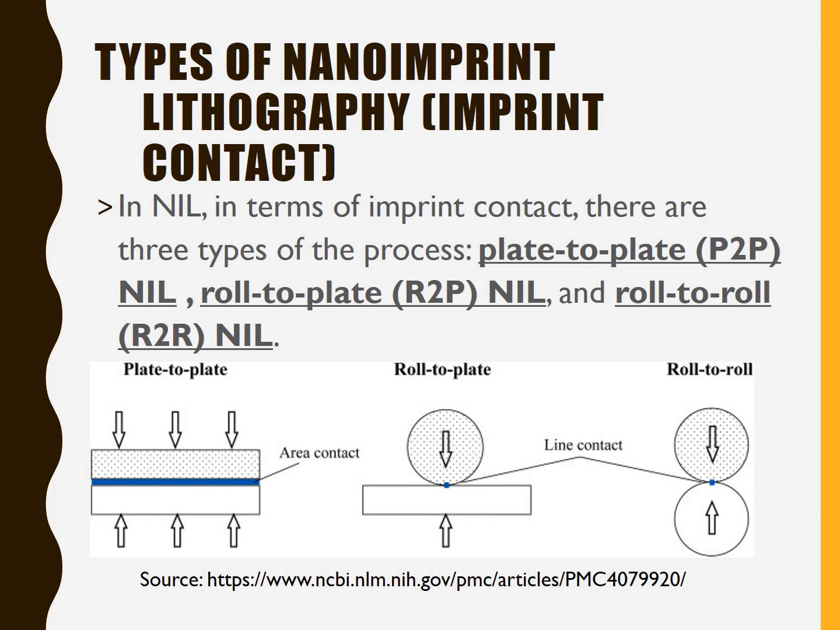Now the third and last type that we will be discussing here is roll to roll. So, the roll to roll NIL process: instead of having one plate, we'll be using two rolls. An imprint roller with a patterned surface or wrapped with a flexible mold is used to imprint onto a flexible substrate on a supporting roller, instead of a flat plate in the roll to plate NIL process.